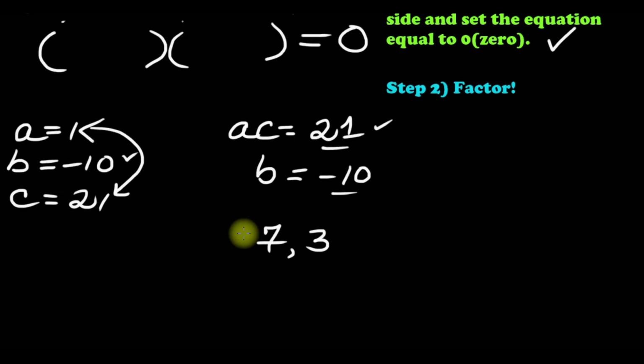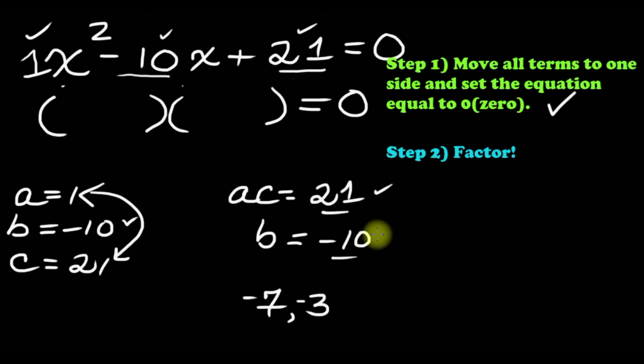Okay, so we're going to need these two numbers to be both negative, so that when you add them, you get negative 10. So the two numbers are negative 7 and negative 3. We're going to use those two numbers and write it out in factor form. So the first factor is going to be x minus 7 because it's negative 7, and the other one is x minus 3. So those are the two factors.